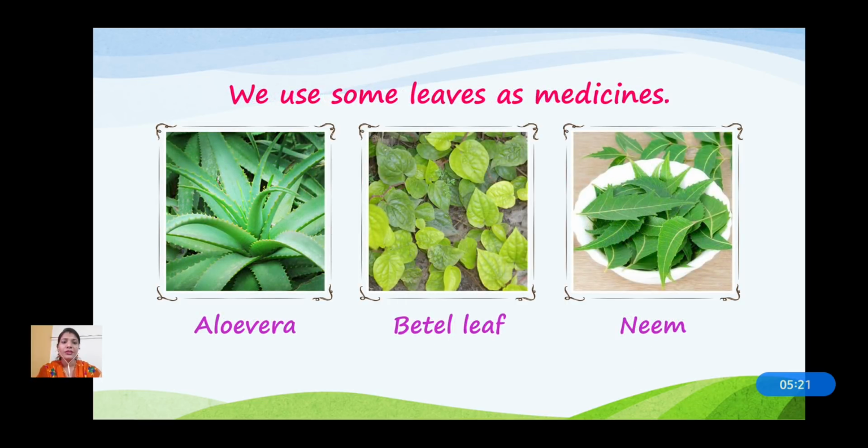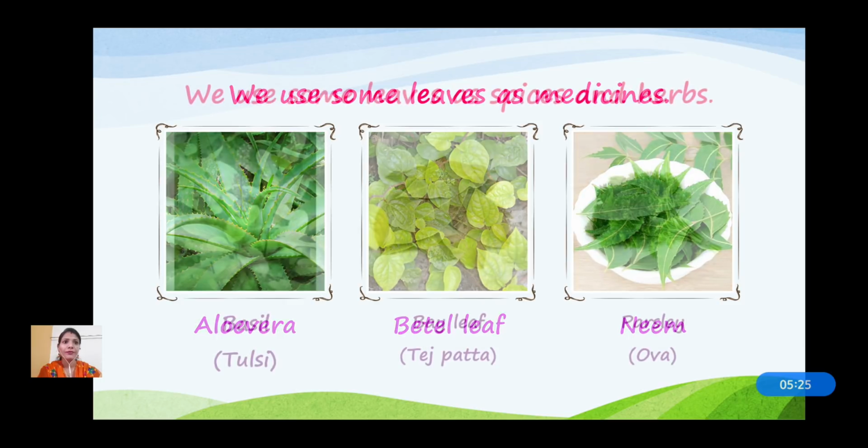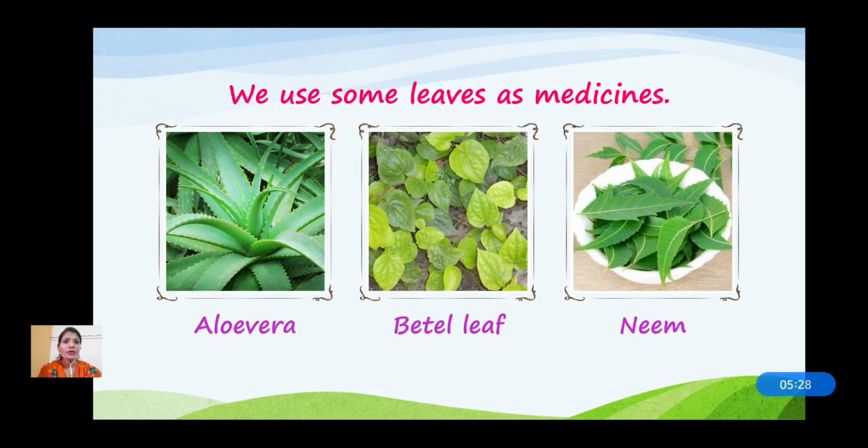Now next we use some leaves as medicines. Aloe vera, betel leaf, neem. Okay. So now aloe vera. Aloe vera, when do you use it? Maybe your elder sister or your mom might be using aloe vera for her hair, or if you have any wound, or if your mama wants to make her skin very nice, or some pimples are there, that time we use aloe vera. Okay, it is useful and it is used as a medicine.